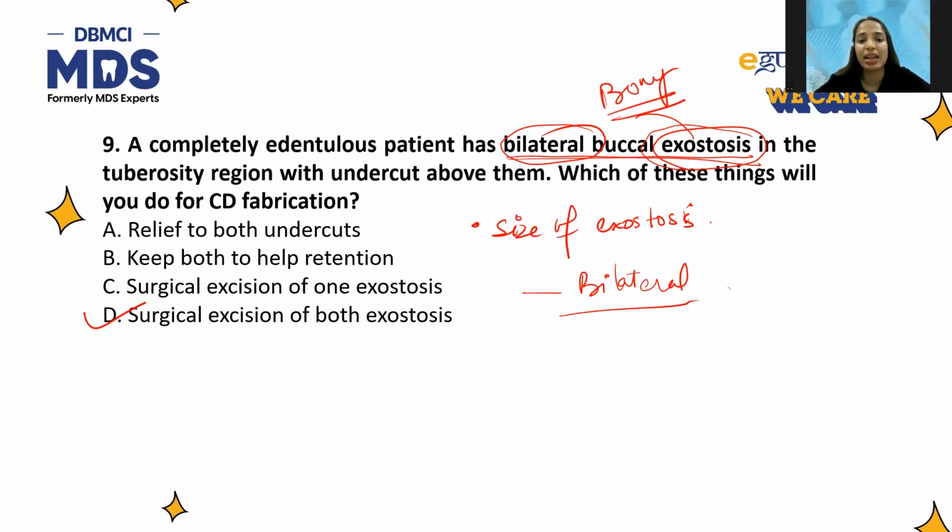So what can be generally applied safely, and what can be executed and be given as a better alternative to the patient, would be option number D, surgical excision of both exostosis. So my correct answer in this question would be surgical excision of both of the hard exostosis, or rather the bony outgrowth that are present.